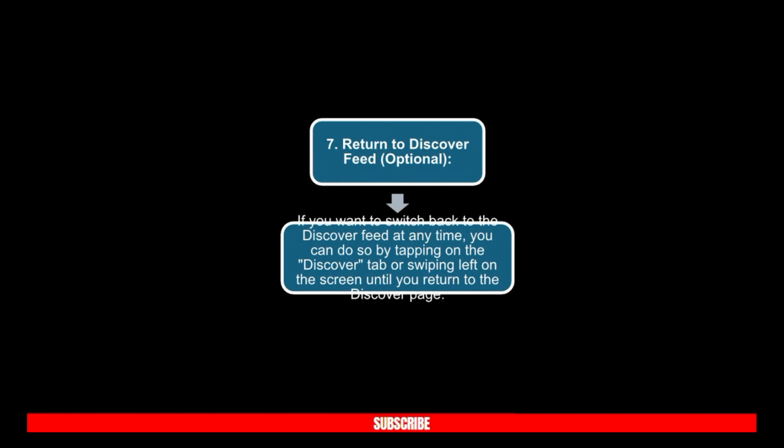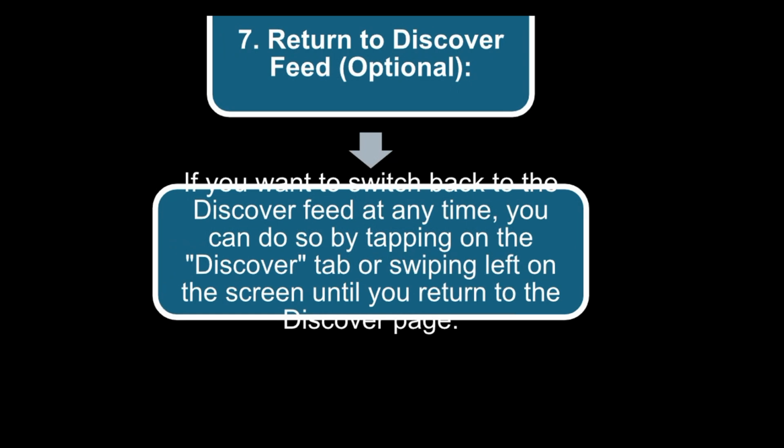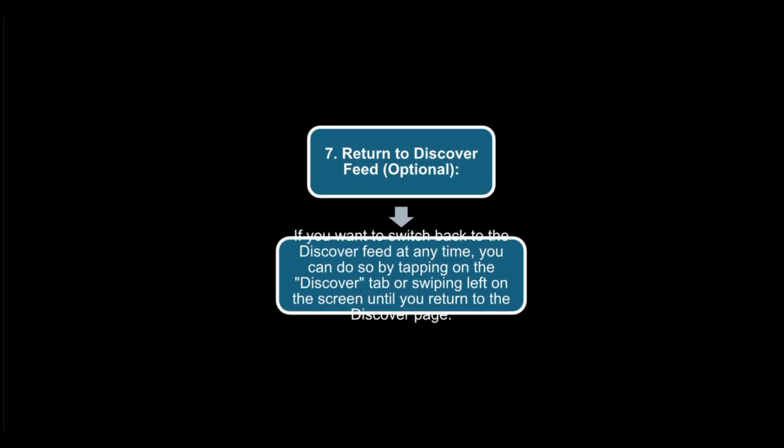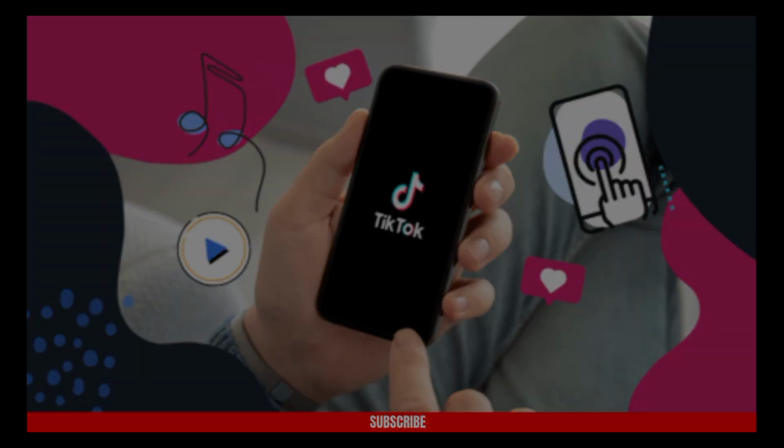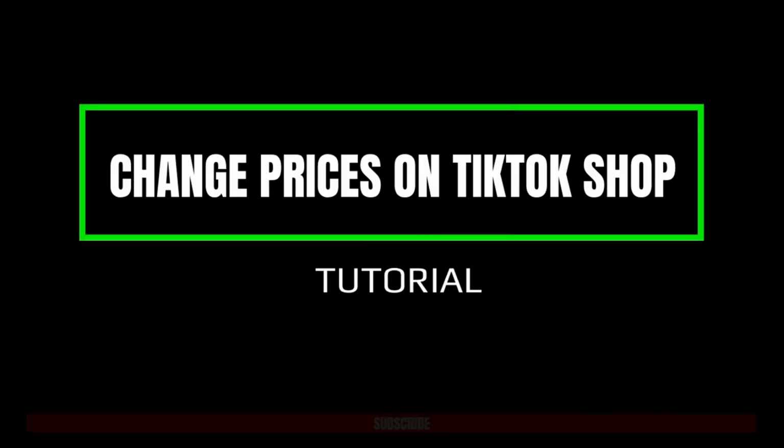Number 7, return to Discover feed, optional. If you want to switch back to the Discover feed at any time, you can do so by tapping on the Discover tab or swiping left on the screen until you return to the Discover page. That's how you can change prices on TikTok shop.